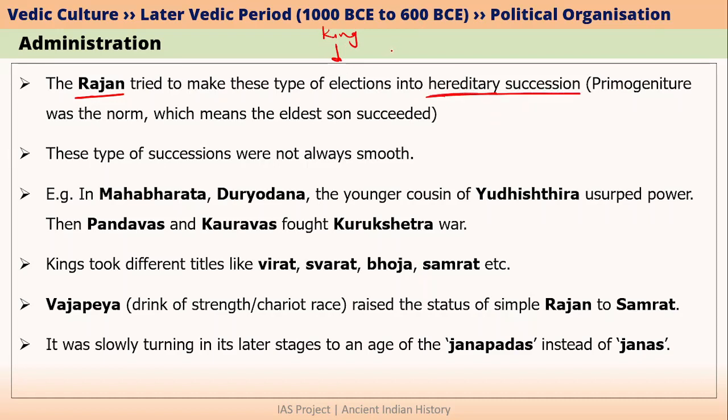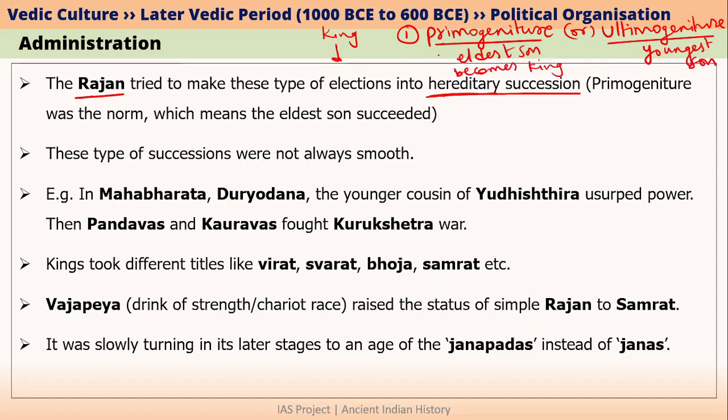So this is the meaning of hereditary succession. When we talk about hereditary succession, there are mainly two types of examples. The first example is primogeniture or ultimogeniture. Primogeniture basically means the eldest son of the king becomes the next king. Ultimogeniture means the youngest son of the king becomes the next king. So this is one type of hereditary succession. If the eldest son becomes the king, then it is called primogeniture type of succession. If the youngest son becomes the king, then it is called ultimogeniture type of succession. Mostly primogeniture exists, ultimogeniture is very rare.